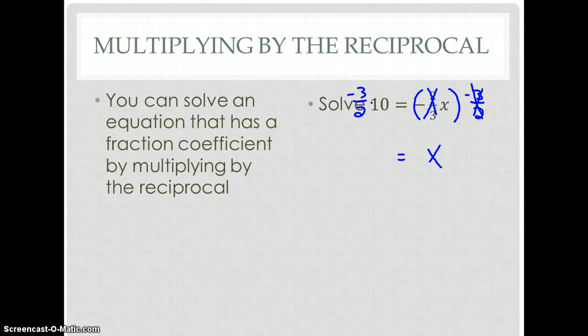Now we have negative 3/2 times 10. We can cancel the 2, it would be 1, the 10 would then become 5, because 10 divided by 2 is 5. So negative 3 times 5 gives us negative 15. That is our final answer, multiplying by a reciprocal.